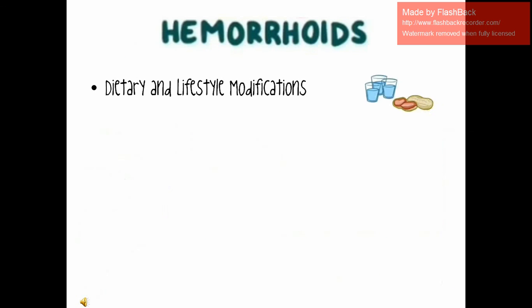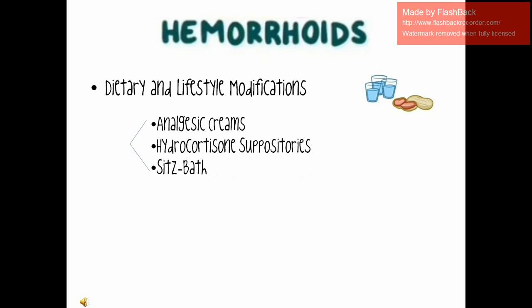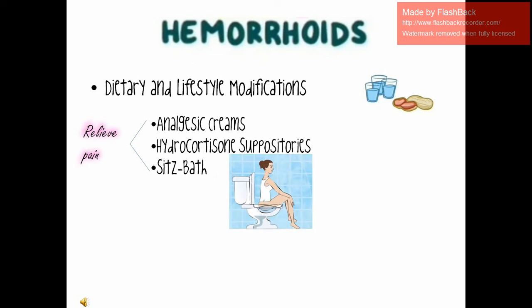Treatment of hemorrhoids consists of dietary and lifestyle modifications such as drinking more water and having a diet rich in fiber because it will help in softening the stool. Analgesic creams along with hydrocortisone suppositories and sitz bath can relieve pain. Sitz bath is a warm shallow bath that cleanses the perineum and relieves irritation and pruritus.